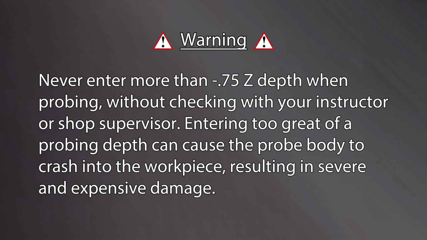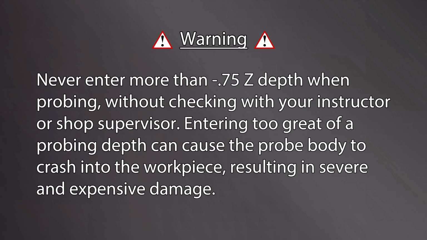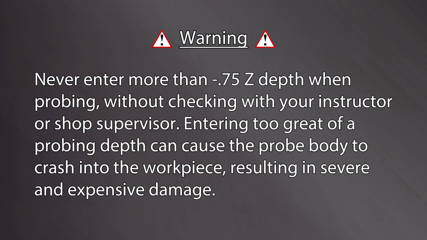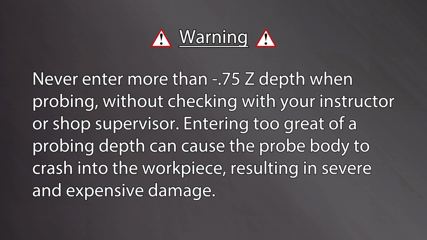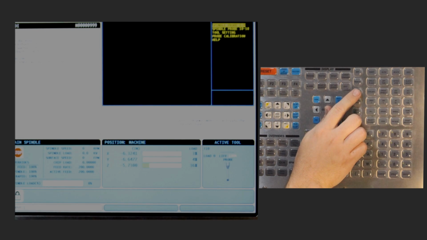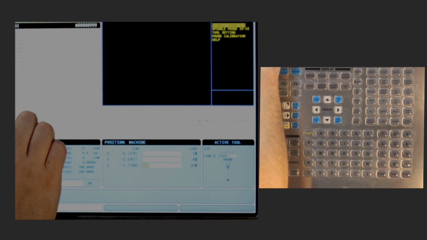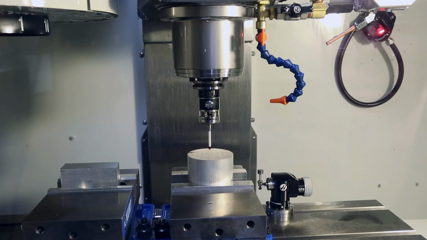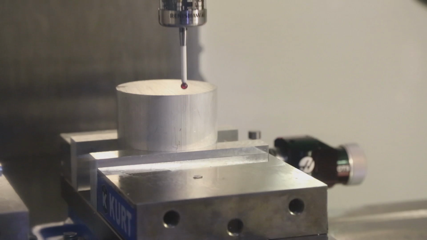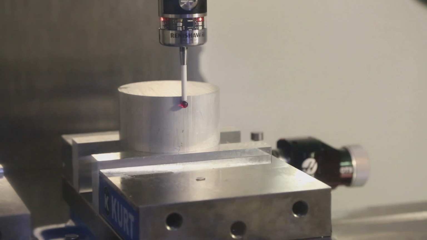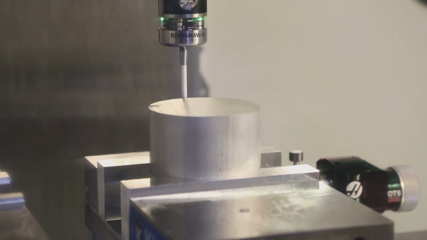Never enter a Z-depth deeper than -0.75 inches without checking with your instructor or shop supervisor. We output to MDI, check our input parameters, and we're ready to go. The machine will probe at 4 points around the cylinder, with 2 touches at each point to accurately establish the position.